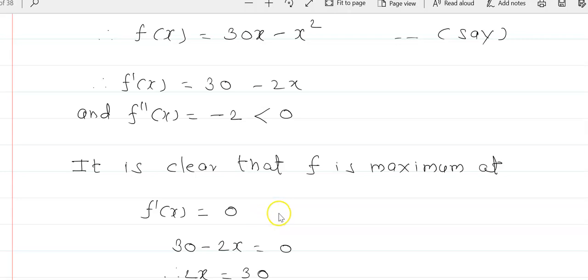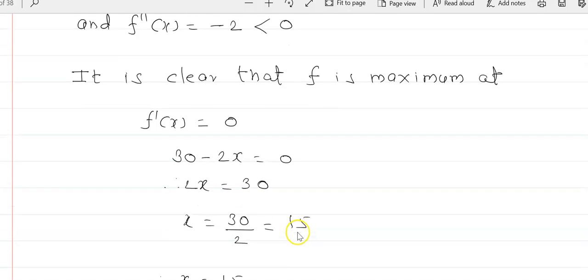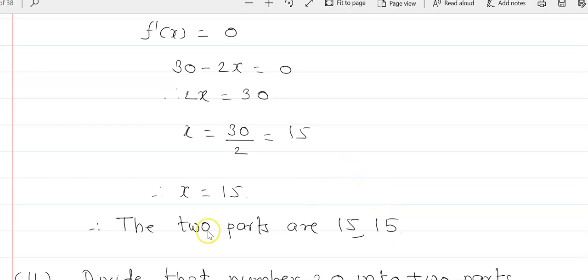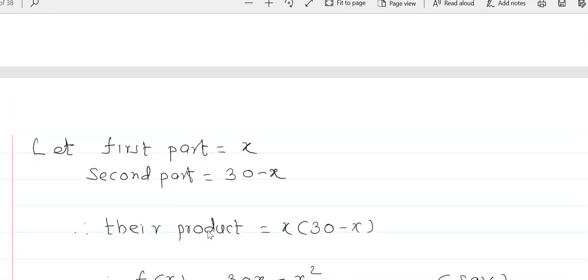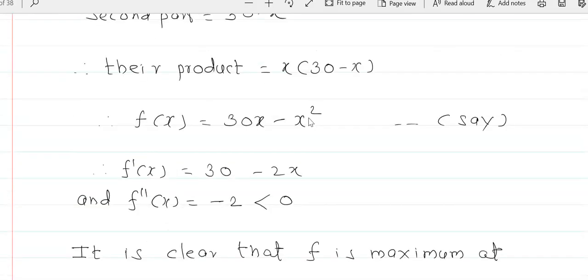is equal to 0. 30 minus 2x is equal to 0. Therefore, 2x is equal to 30 and x is equal to 30 upon 2, that's equal to 15. And hence, the two parts are 15 and 15. Therefore, if we make their product with 15 and 15, the product is maximum, that is 225. Now again we'll see this here.